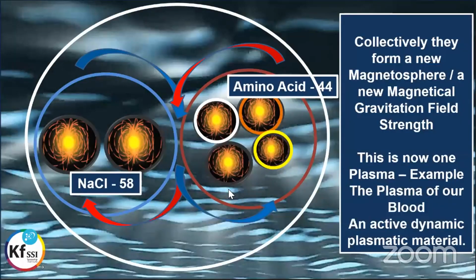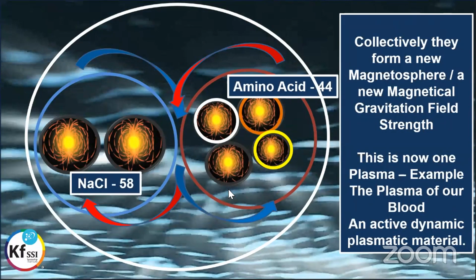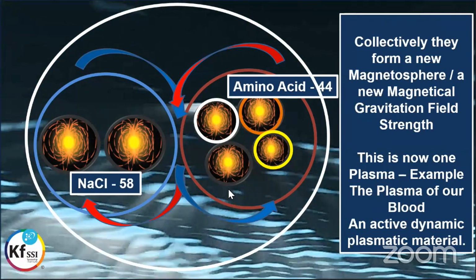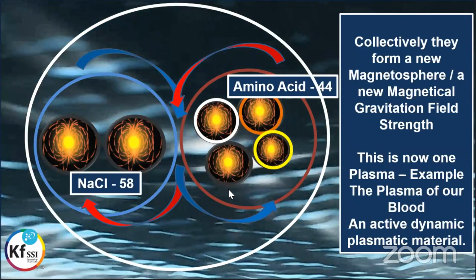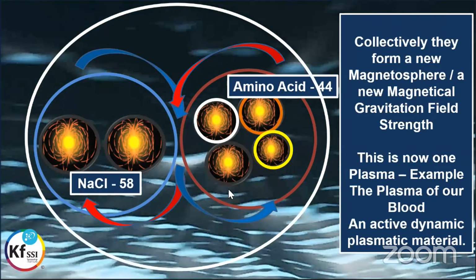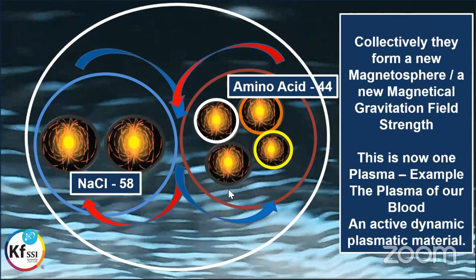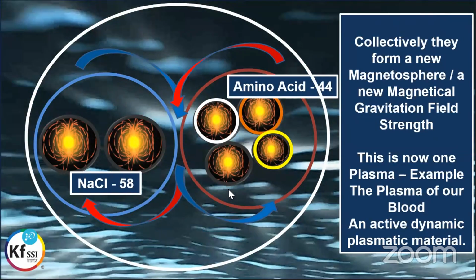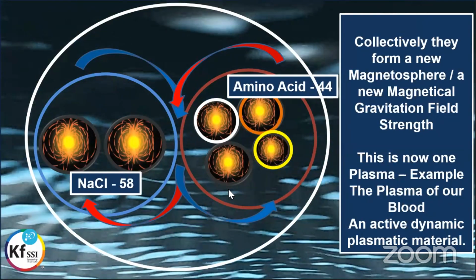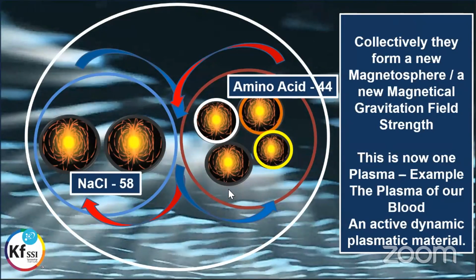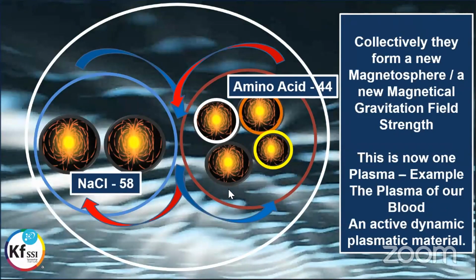So now when we look at that collectively, we've got our amino acid and we've got the salt that we have in our amino acid, and collectively they will then form a new magnetosphere, a new gravitational field strength. And this is now one plasma. So for example, this could be the plasma of our blood in combination with the iron, or it could be the plasma of the blood of the plants if it's in combination with magnesium. So it becomes an active dynamic plasmatic material, and we have to start understanding this in what's really happening in the body and in a GAN state.